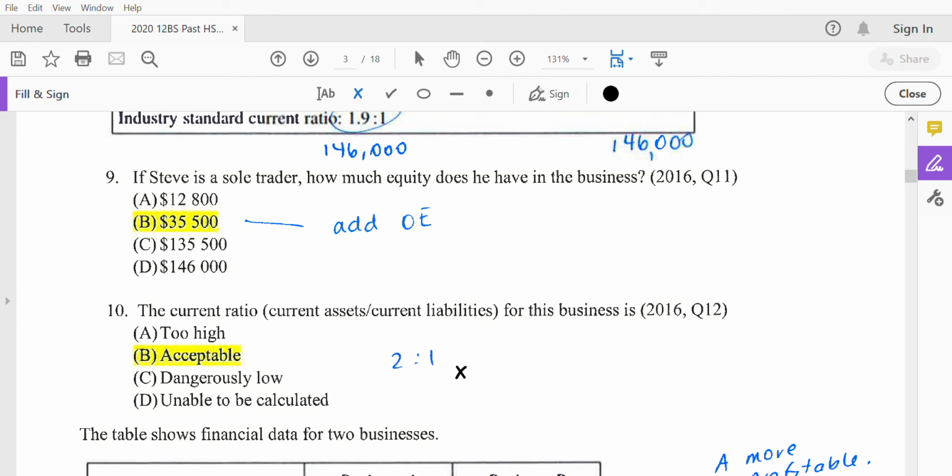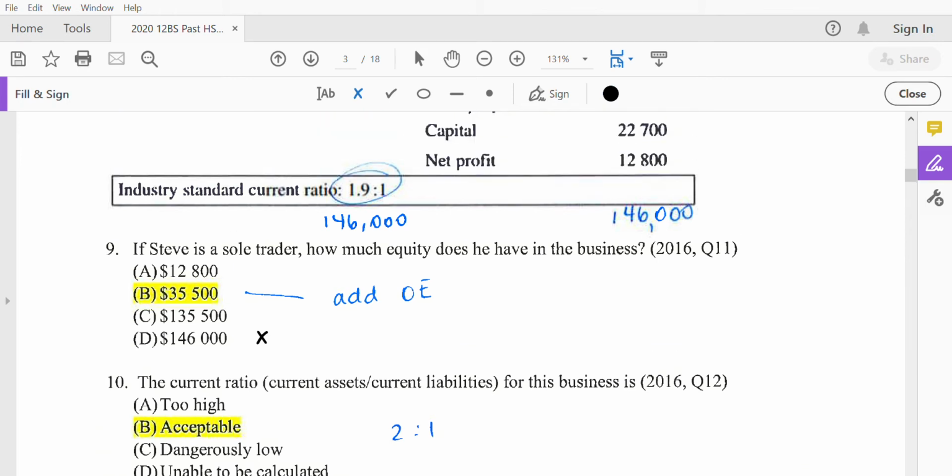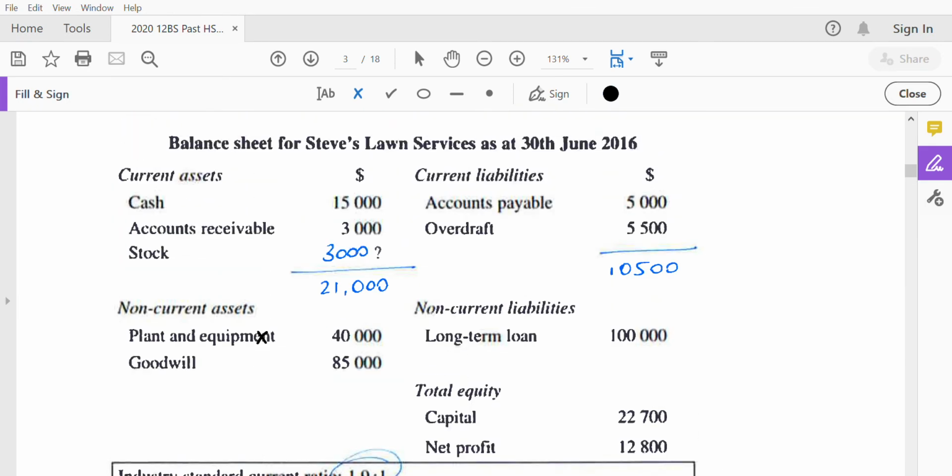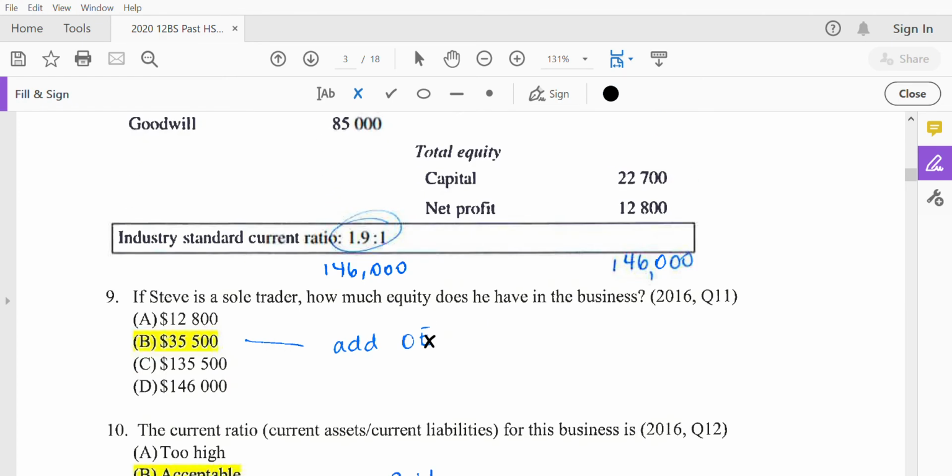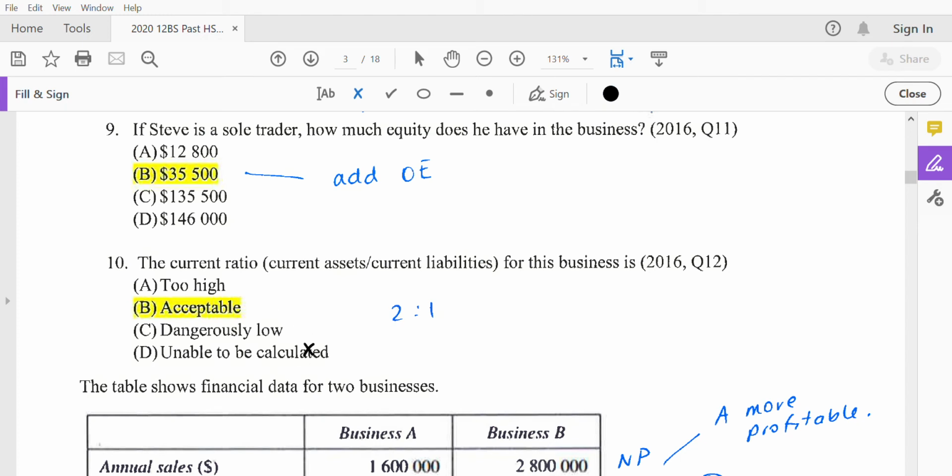The current ratio for this business is acceptable, and we know that it's acceptable because if I just quickly go back up the top, we worked out what our stock is. So we can work out current assets over current liabilities. Some of you actually put unable to be calculated because you didn't see a figure for stock. You need to work that out.